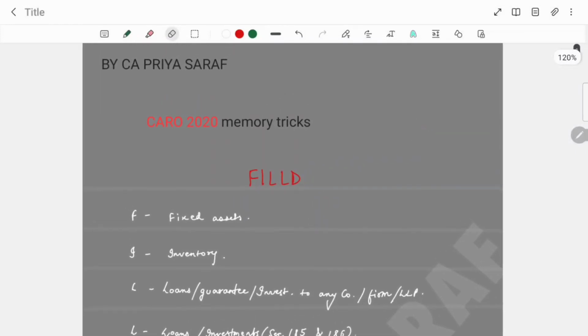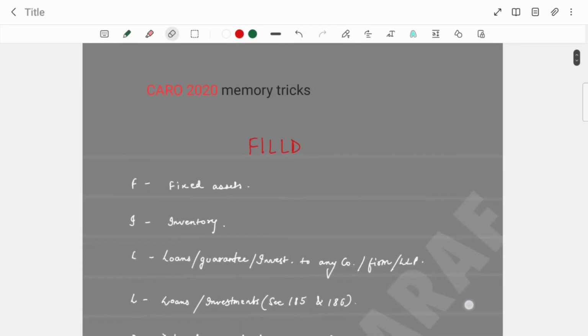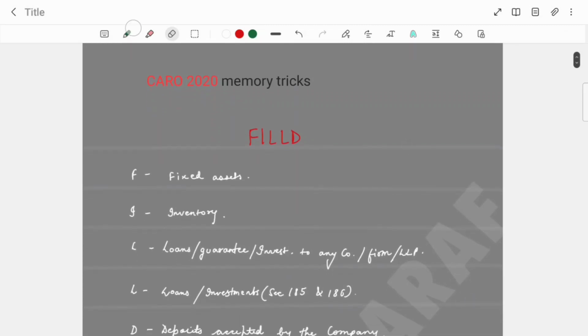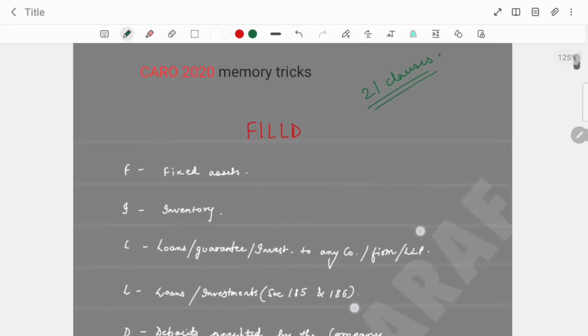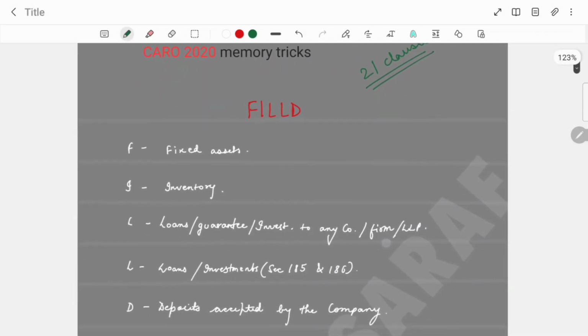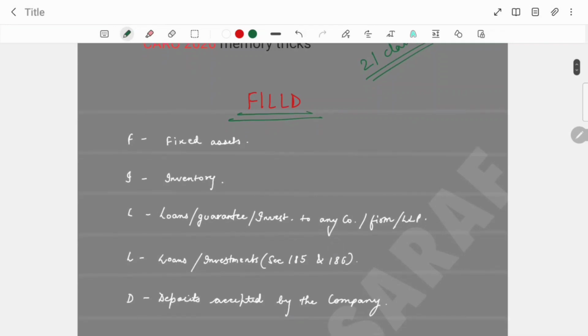Okay, so today we will discuss CARO 2020 memory tricks. This is very easy and there are around 21 clauses. Remembering every clause number is going to be very tough like this. So by the memory trick we can easily remember all the clause numbers along with the clause names. The first memory trick is FILLD. We'll remember it in parts so that it will not be tough to remember.